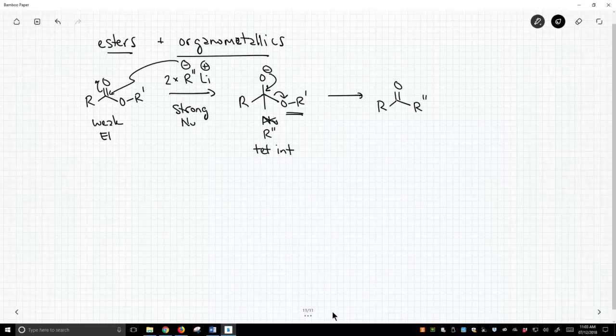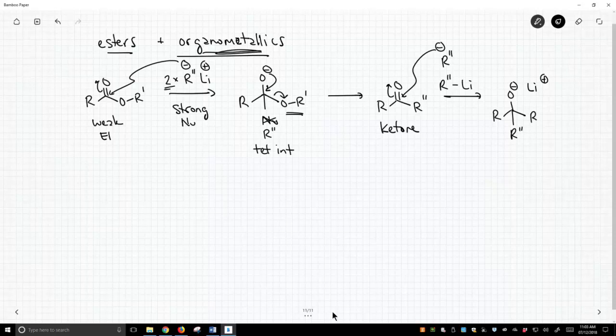And once we eject our leaving group, we get a ketone. Well, we are not done, because ketones also react with organometallics. And because we use 2 equivalents of our organometallic reagent, we're going to attack again. So this is an anion. It attacks the carbonyl. And we get, yet again, another tetrahedral intermediate.